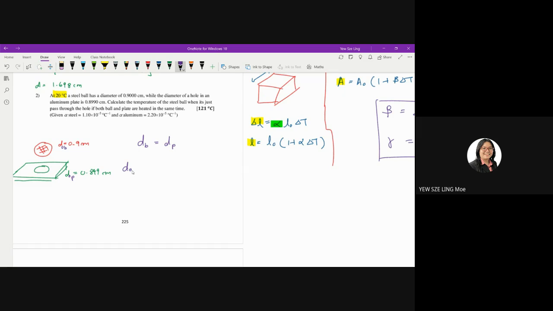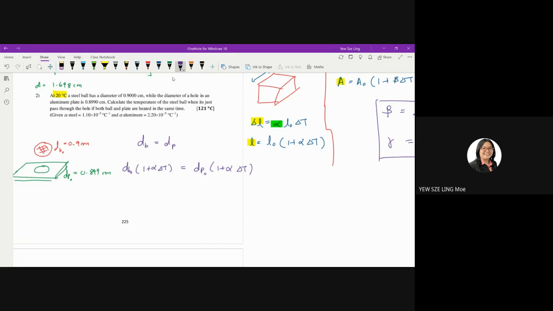So D initial for the ball. Well, I'm going to relabel it. I don't like this. So D ball initial. Now looks nicer. So D plate initial. D ball initial bracket 1 plus alpha delta T is then equal to D plate initial 1 plus alpha delta T.